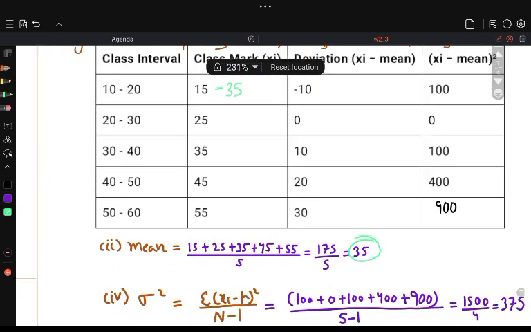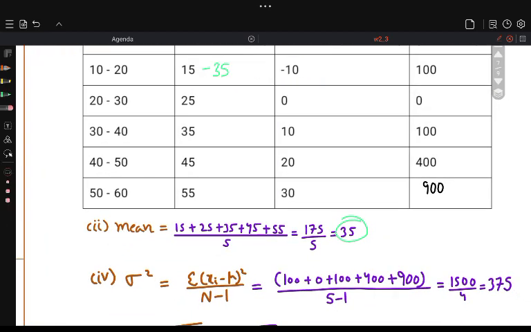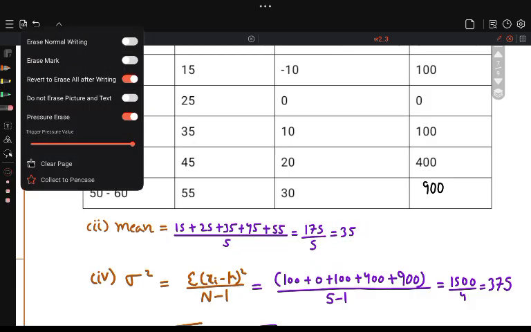Okay, okay. Actually, this is the wrong data. Let me see. I have to.